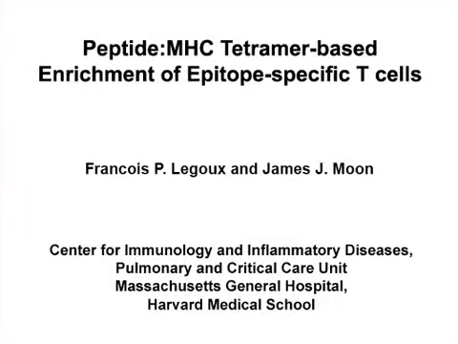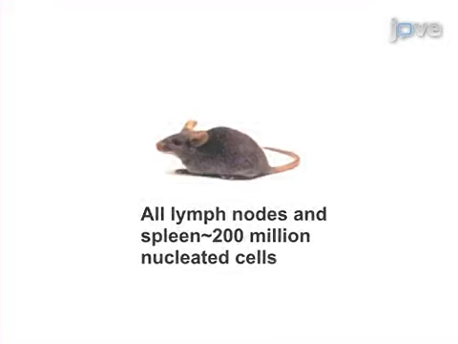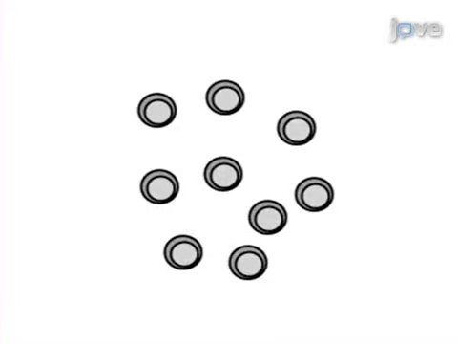The overall goal of the following experiment is to identify rare epitope-specific T cells from the endogenous T cell repertoire of mice. This is achieved by first staining harvested lymphoid cells with peptide MHC tetramer reagents, which will fluorescently label the relevant epitope-specific T cells.